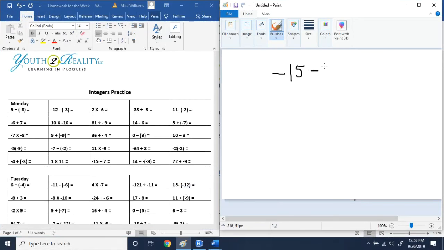Negative 15 minus 7. Take the sign of the biggest number and put that in my answer, so it's going to be negative. Both signs are the same, so I'm going to add the two numbers.